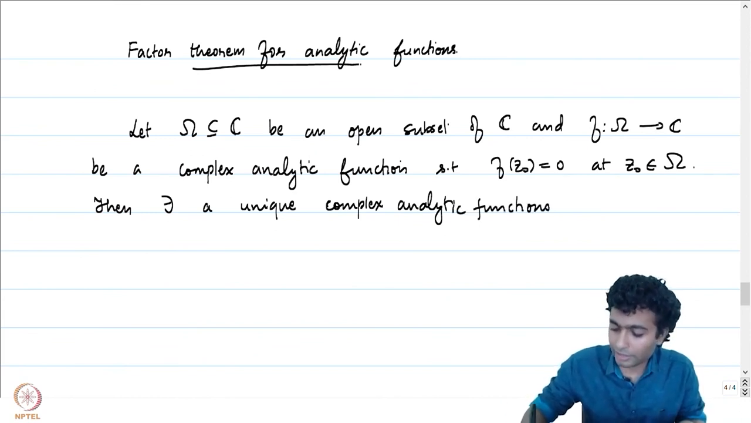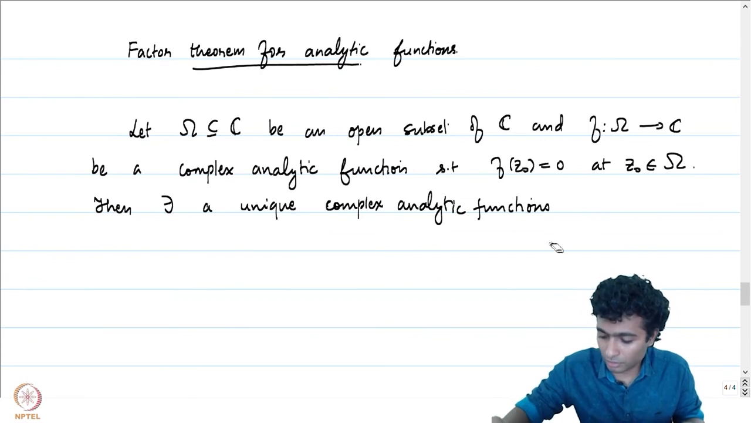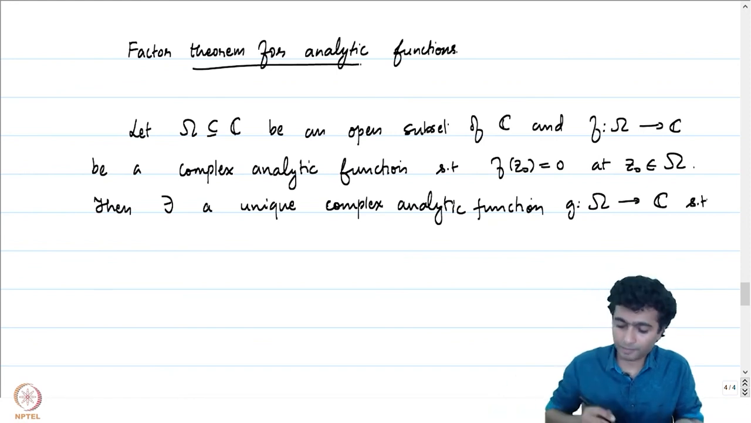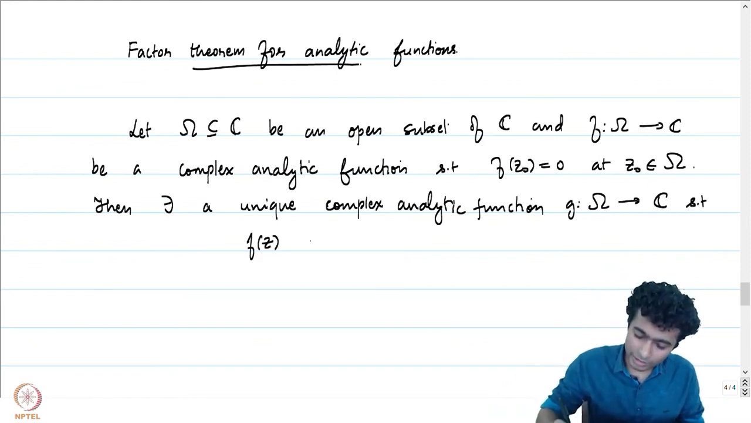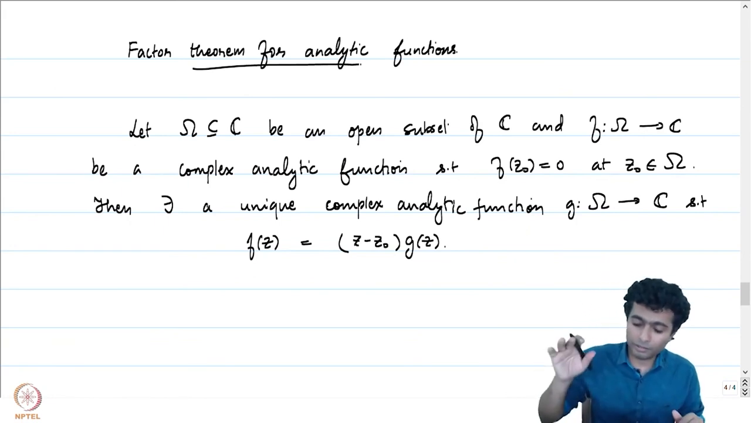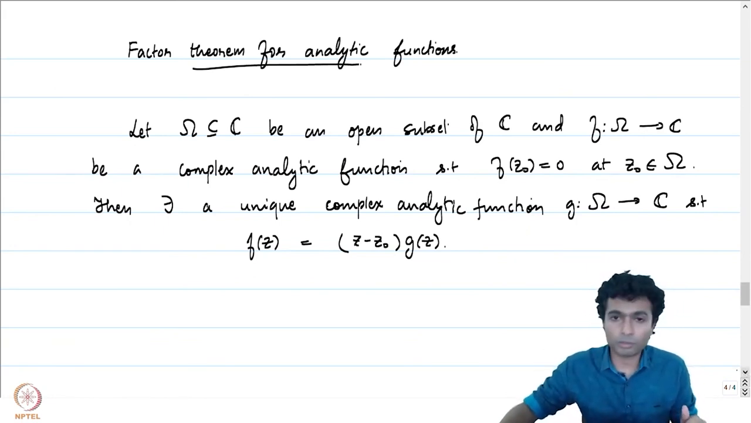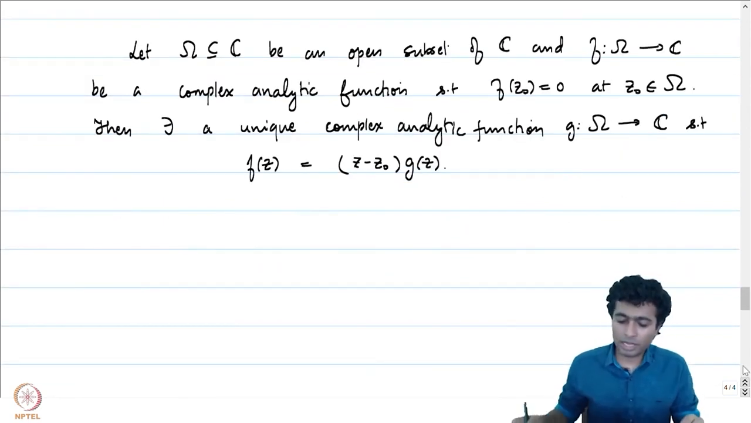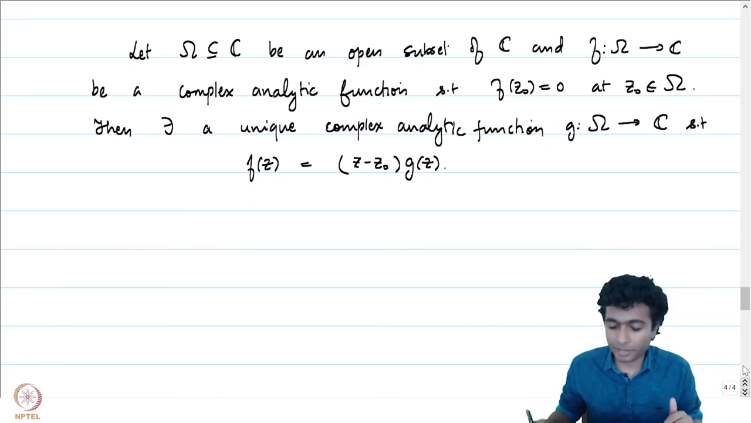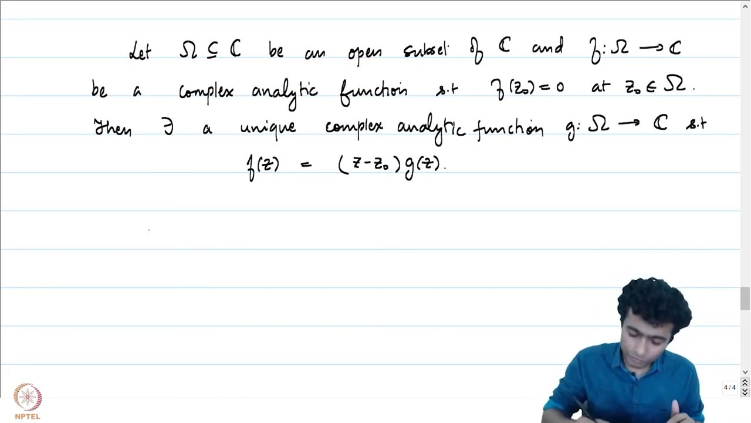There is a unique analytic function g from omega to C such that f of z is equal to z minus z0 times g of z. Just like how we can do for polynomials, we can do something similar for holomorphic functions as well. And it is actually factoring out the linear term z minus z0. Let us give a proof of this.